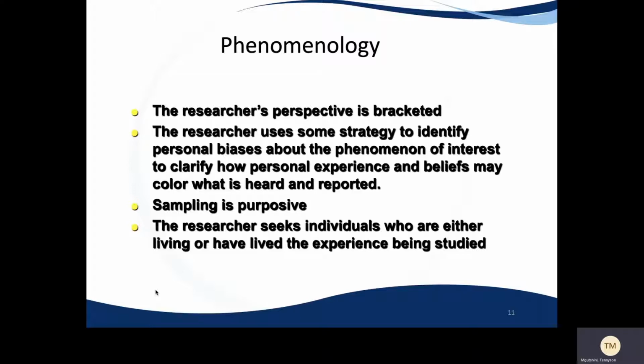Now, of course, the idea in phenomenology, because the unit of interest is exploration by virtue of the lived experience, is that one would be interested in seeking out individuals for your sample who are either living or have lived the experience that's being studied.